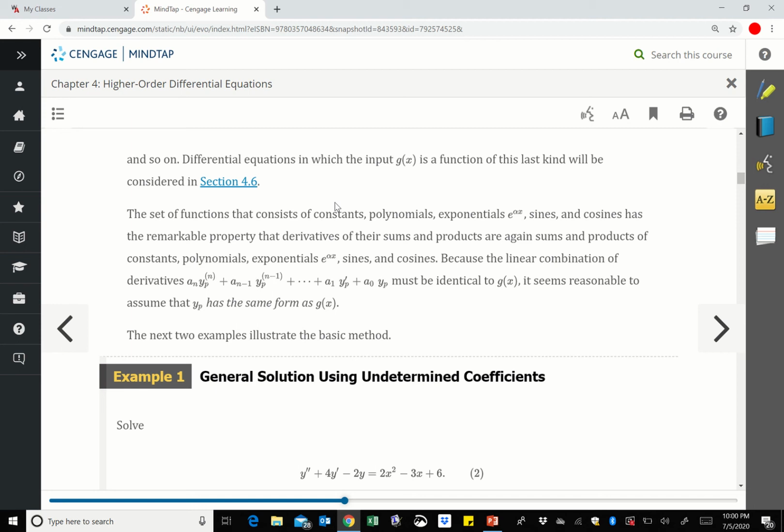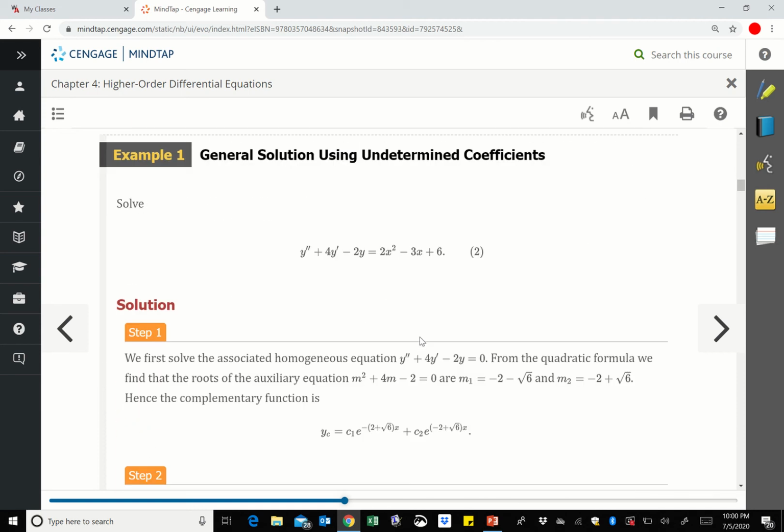And so if we're trying to find a particular solution to satisfy a differential equation, it's kind of safe to assume that the original function itself, the y sub p that we're looking for, may very well be of a form that's similar to the ending function we get, which is the g of x function on the right-hand side. Let's look at an example of one of these together.